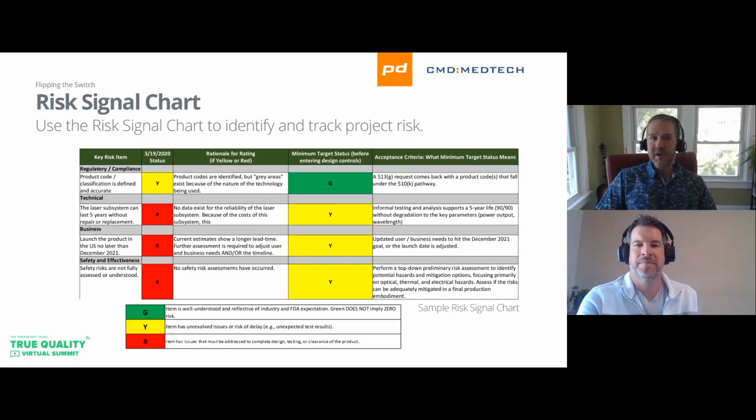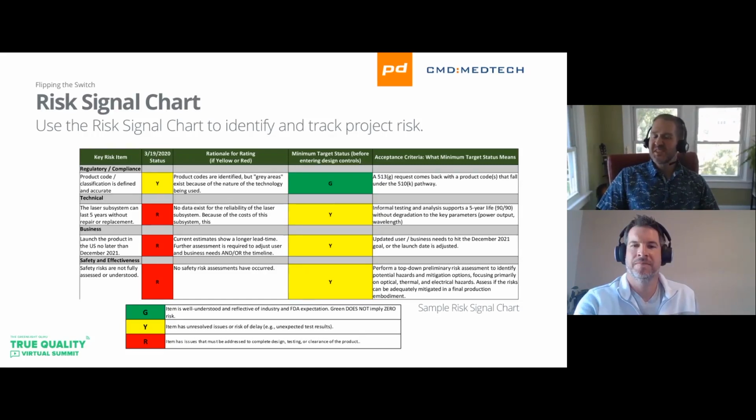If we look at this very top one here, we've got regulatory and compliance, technical risks, business risks, safety and effectiveness risks. Using the top one here, let's say we've got a great product idea, but we don't know what the product code is. We're pretty sure, but maybe there's some unique attributes to our device that we're not completely sure how FDA is going to digest. So what we decided to do, after consulting with our regulatory group, maybe with our clinicians, is that we really need to put in a 513(g) request with FDA to ensure the product code we selected is appropriate.